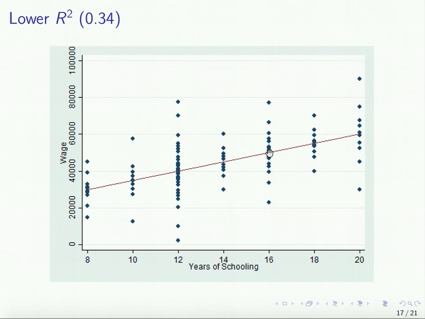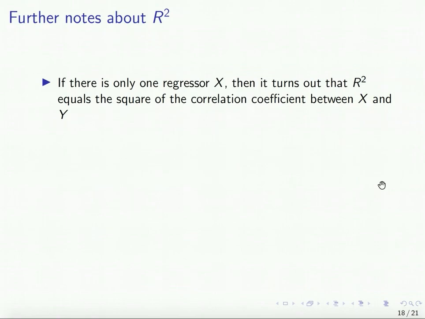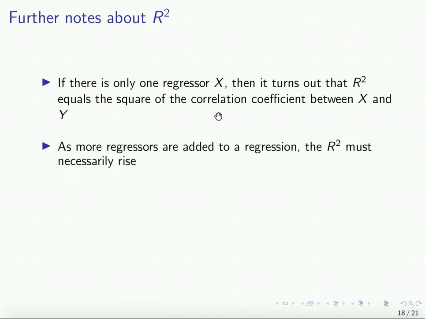If you have a single regressor, then your R squared is going to be smaller in a case where you have larger residuals. It turns out that if you have a single regressor, well, this R squared is just the correlation coefficient between X and Y. This is a fact that's interesting to know.